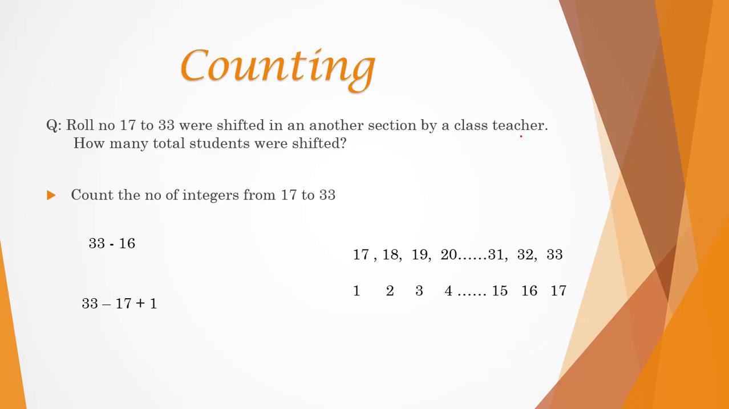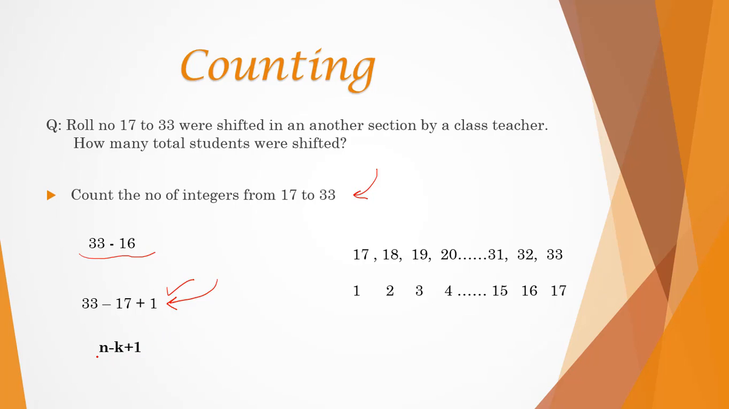Roll numbers 17 to 33 were shifted to another section by a class teacher. How many total students were shifted? All we have to do is count the number of integers from 17 to 33 to find the total number of students. Now the trick is to subtract the first 16 roll numbers from 33. Another way of doing this is 33 minus 17 plus 1.